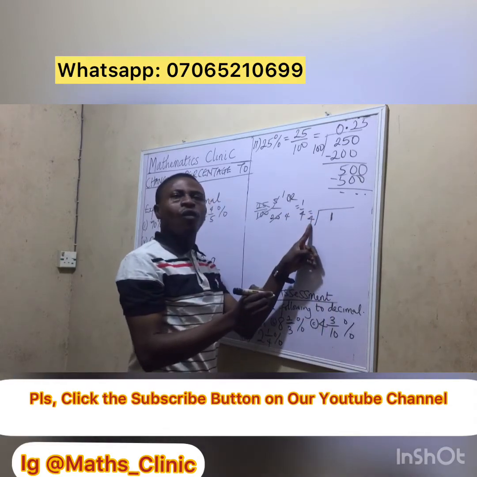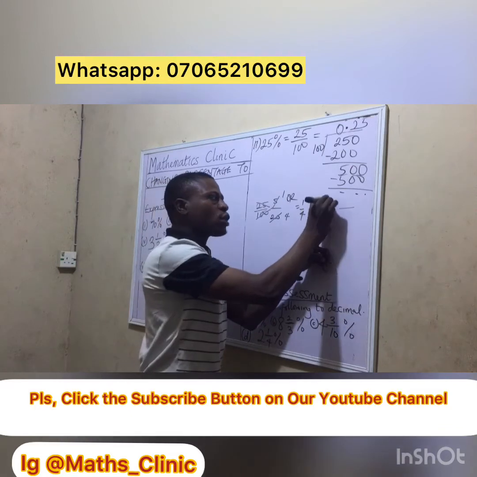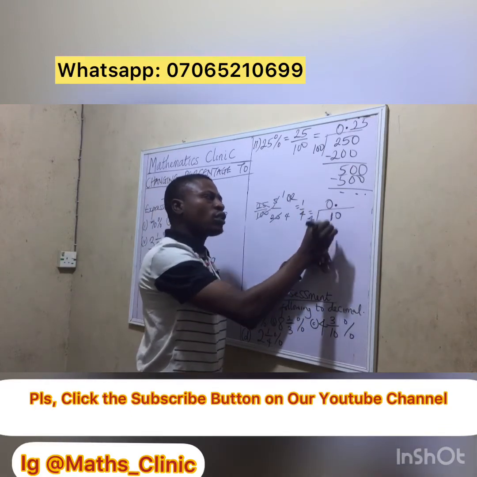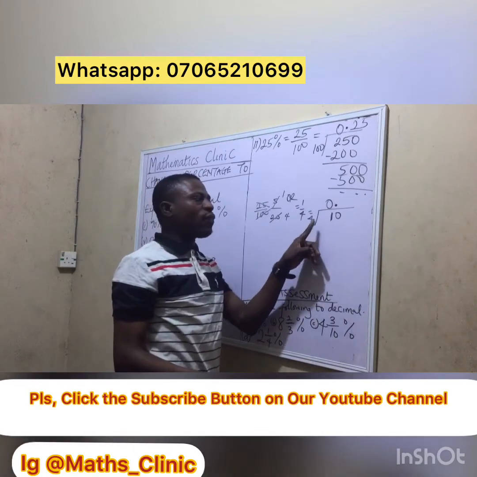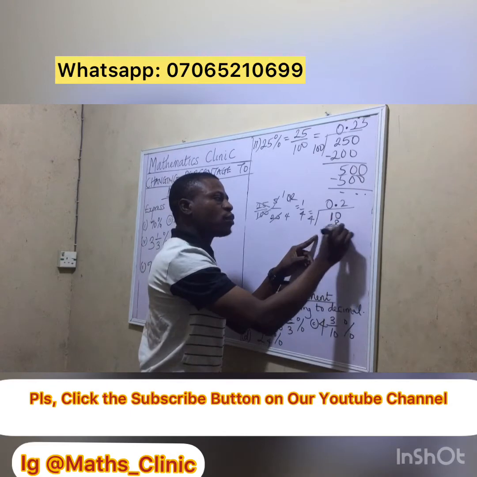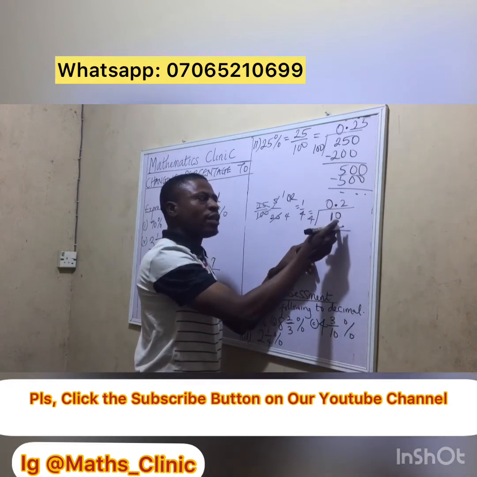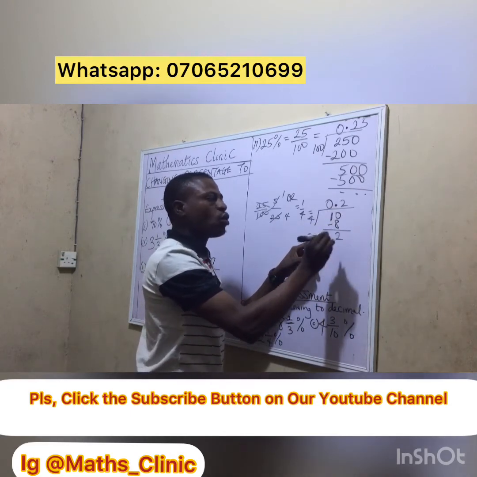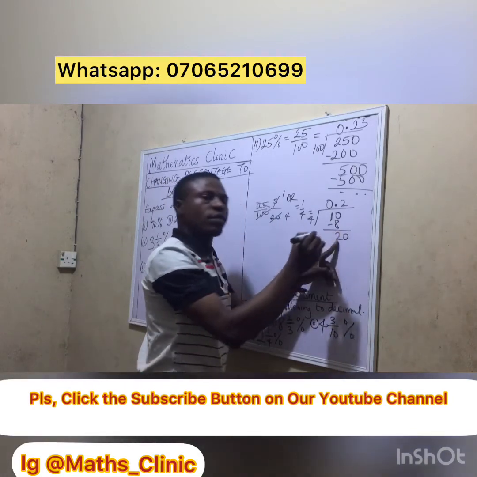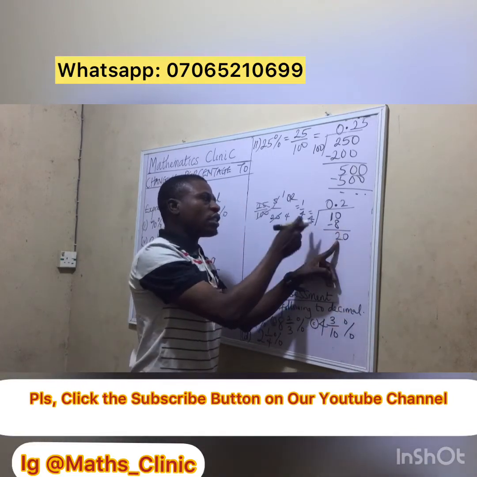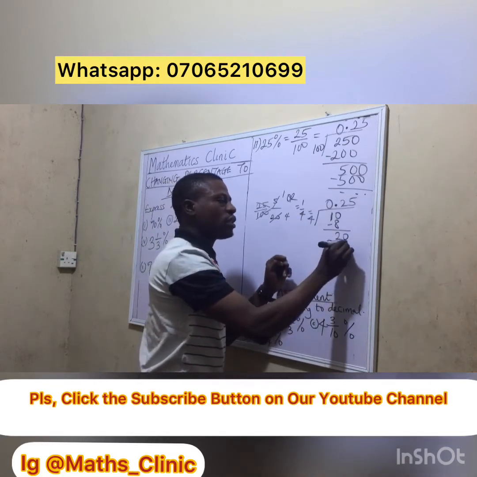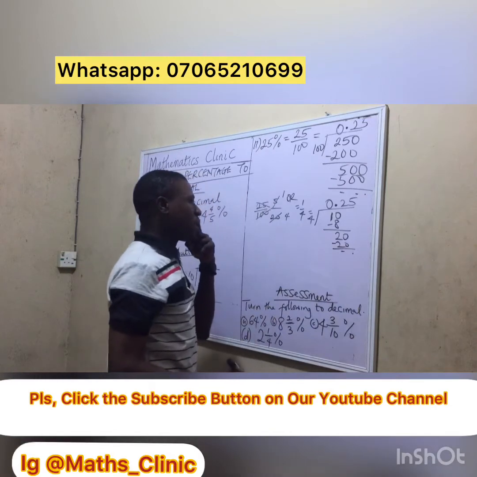How many 4 can you see in 1? Impossible. You write 0 and put a point. This point shows that you should add 0 to this one. It will give you 10. How many 4 can you see in 10? 2. 4 times 2, 8. Put it under this. So 10 minus 8, that's 2. What are you going to do? It remains 2. You still add 0 to it, making 20. How many 4 can you see in 20? 5. 4 times 5, 20. That is it. Are you getting it?